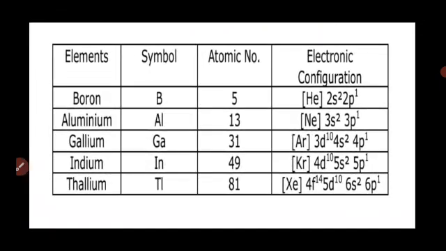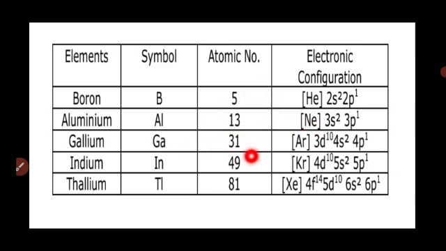Boron is atomic number 5. We can write it as 1s2, 2s2, 2p1. But 1s2 is of what? Helium. Therefore we have written the nearest noble gas, helium, 2s2, 2p1. Then aluminium, group atomic number 13. So here the electronic configuration is neon, that is atomic number 10, 1s2, 2s2, 2p6, and then 3s2, 3p1. Is it? Now gallium, atomic number 31.